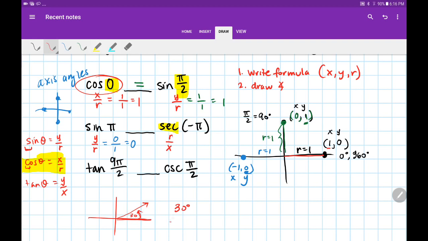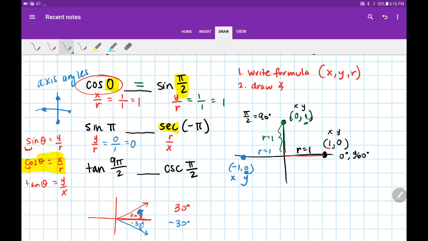If I said plot negative 30 degrees, instead of just measuring 30 degrees counterclockwise like this, you would go backwards. So 30 degrees would actually end up over here. Negative 30 degrees would end up in the blue arrow region.